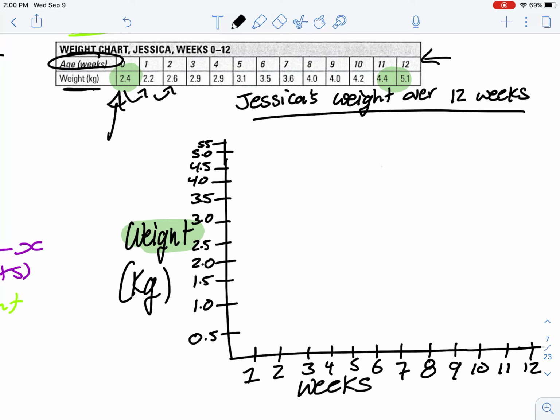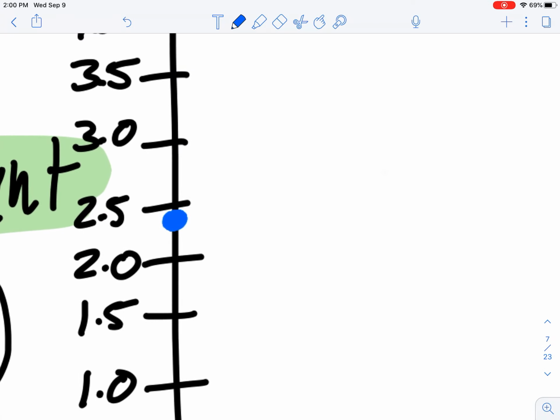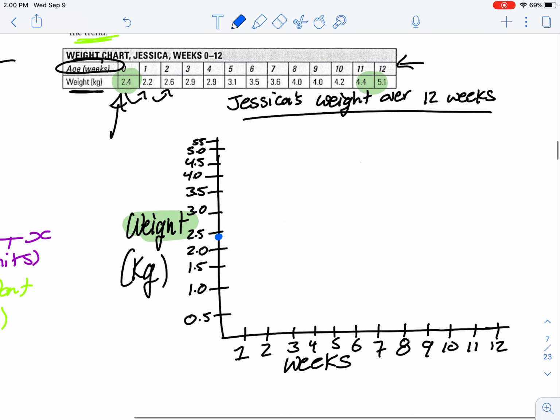So we're gonna focus on this one first. So when she was 0 weeks old, she was 2.4. So as soon as she was born, she was 2.4 kilograms. So 2.4 kilograms, I'm gonna note that here. 2.4 kilograms. So hopefully you can see that blue dot popping up right there, okay?